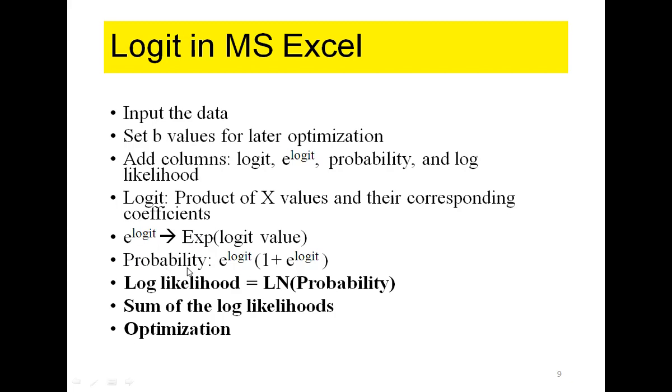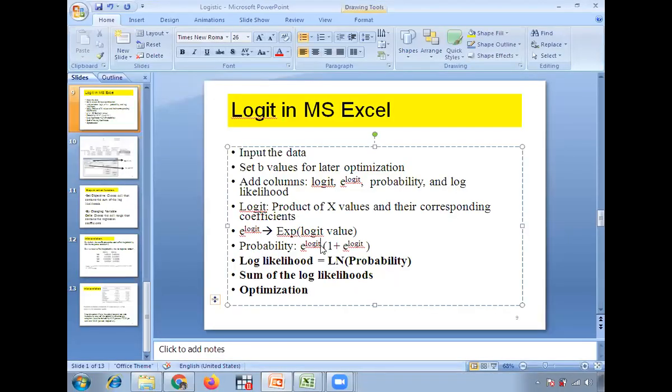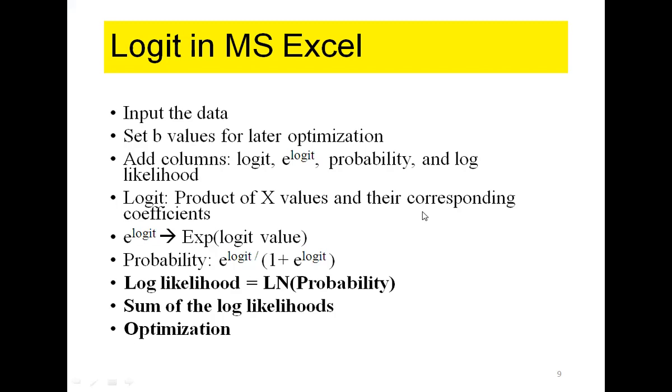Then comes the probability. In the earlier case, we saw what the probability of the event happening is: e to the power z divided by 1 plus e to the power z. Similarly, over here we have e to the power logit divided by 1 plus e to the power logit. Then log likelihood: we have to take the natural log of the probability. Then the sum of log likelihoods is the optimization. This sum of log likelihoods should get maximum. Only then will the model converge.